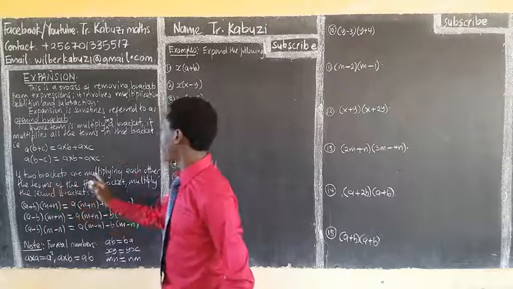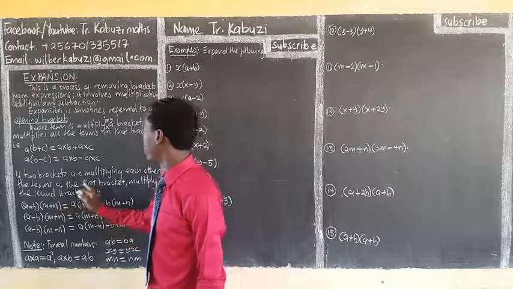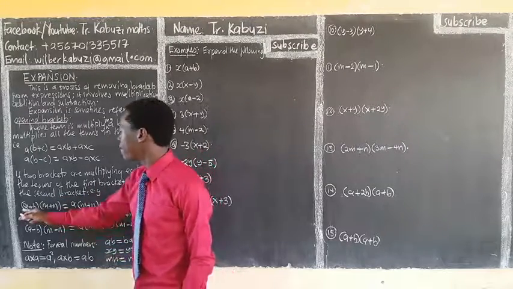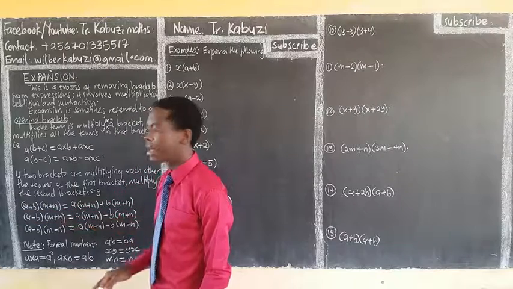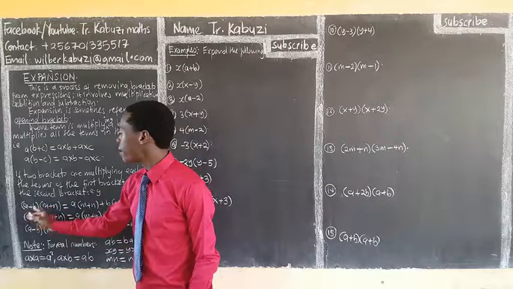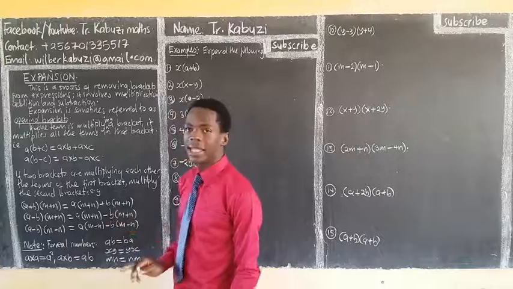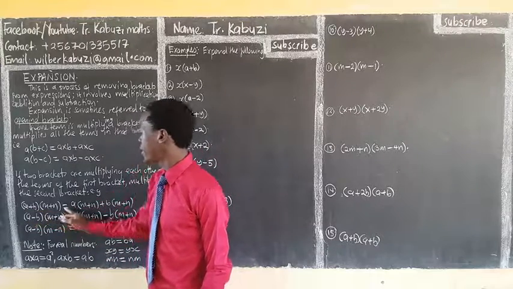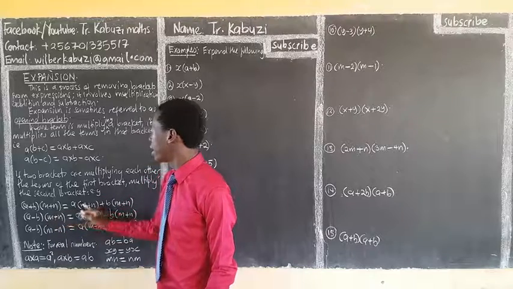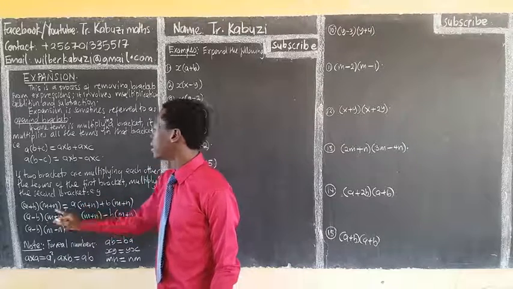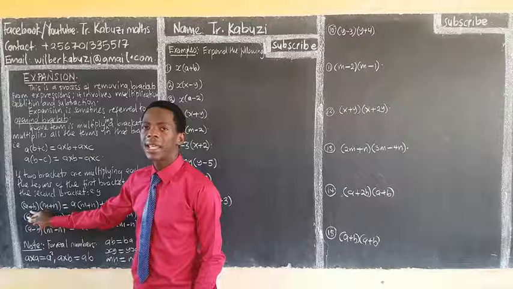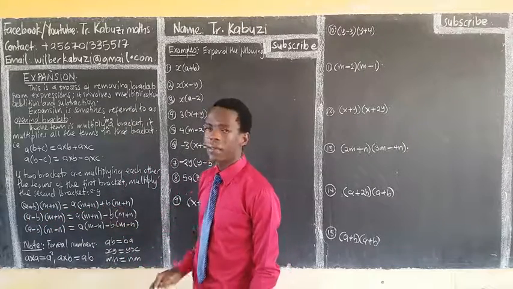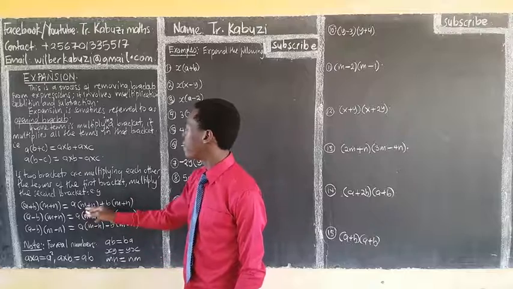Then if two brackets are multiplying each other, the terms of the first bracket multiply the second bracket. This is the first bracket, and we call this the second bracket. Now we say the terms of the first bracket multiply the second bracket. So what we do, we get A, the first term in the first bracket, and it multiplies the second bracket. Then we take the sign with its coefficient, and we multiply this bracket the way you see. Then this one you have seen how to handle.